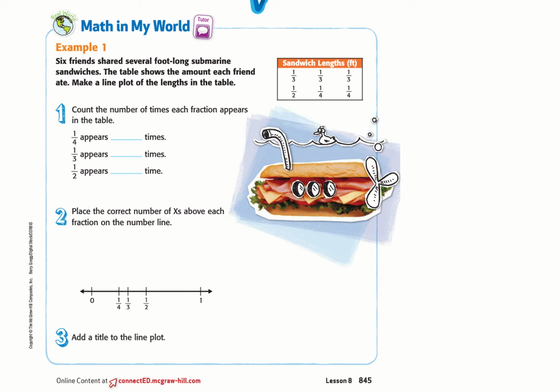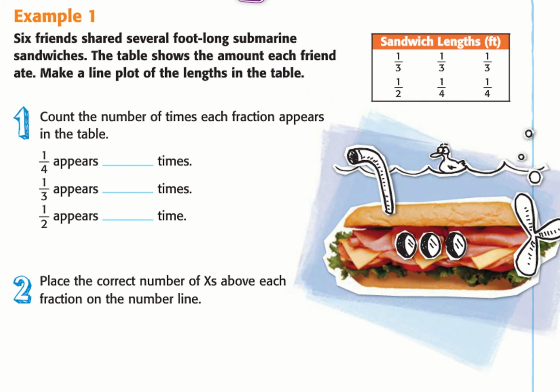So we're going to look at example 1. It says 6 friends shared several foot-long submarine sandwiches. The table shows the amount each friend ate. Make a line plot of the lengths in the table. So it says we have 1/4, 2 times. And then we have 1/3, 3 times. And 1/2, 1 time.